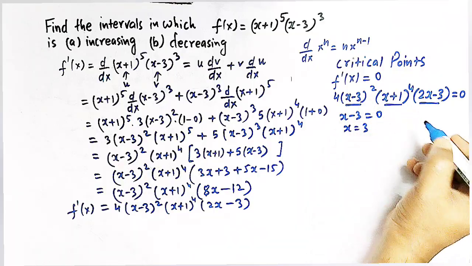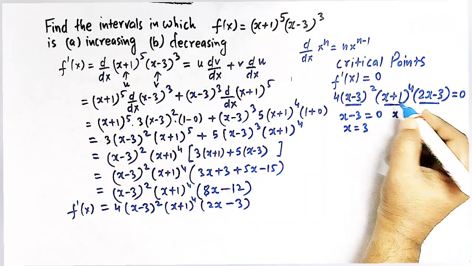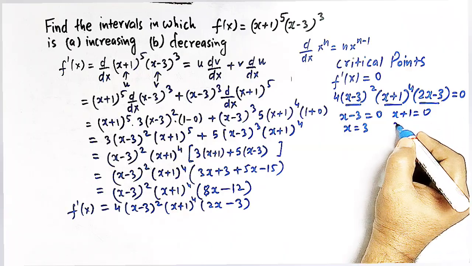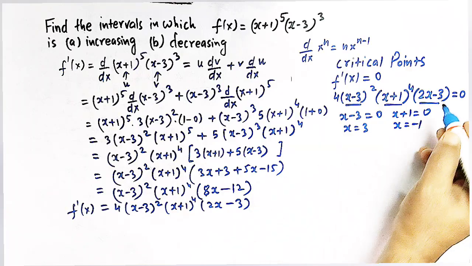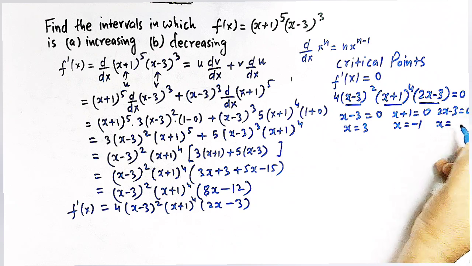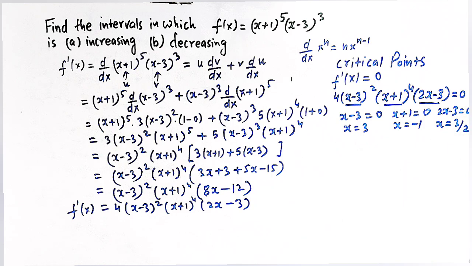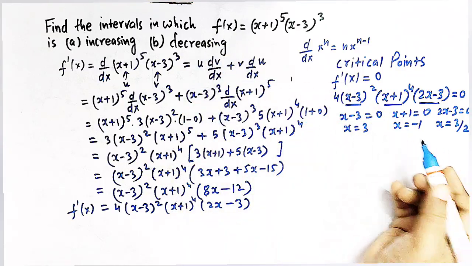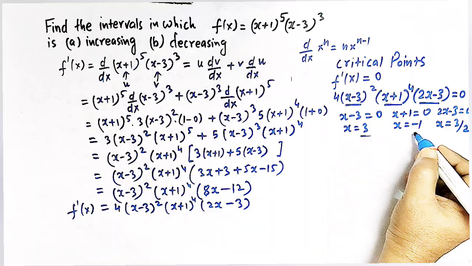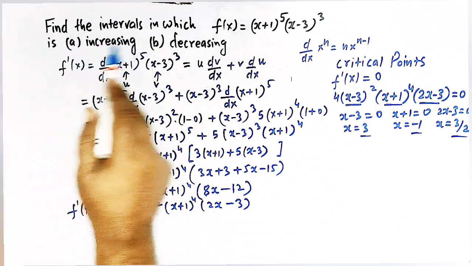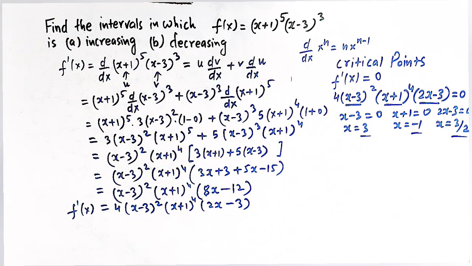So we have x is equal to 3, and from here (x + 1)^4 is equal to 0, that is x + 1 is equal to 0, so x is equal to -1, and from here 2x - 3 is equal to 0, that is x is equal to 3/2. So here the critical points of this function f(x) are given by 3, -1, and 3/2, right? So now we have to find out the intervals where this function is increasing and decreasing.